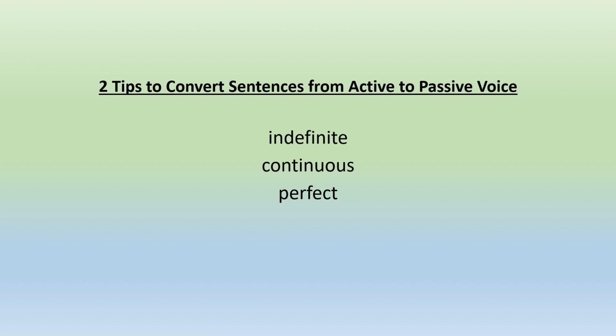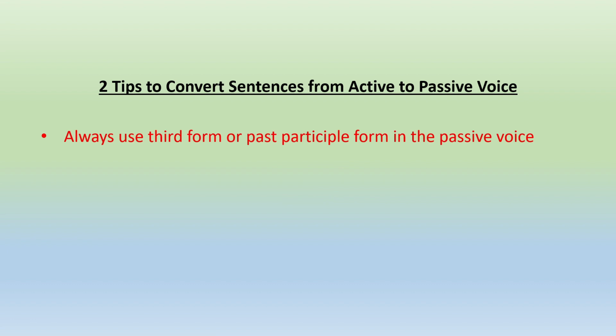So, what are those two tips? Let us start. First is you always use the third form or past participle form of the verb in the passive voice. Do remember, whenever you are converting a sentence from active voice to passive voice, you always use the third form. You always use the past participle form, irrespective of what form is used in the active voice sentence. Second is you add a helping verb in the passive voice sentence. Whenever a sentence is converted from active voice to passive voice, there is always a need of a helping verb. With helping verb, you need the third form of the verb.